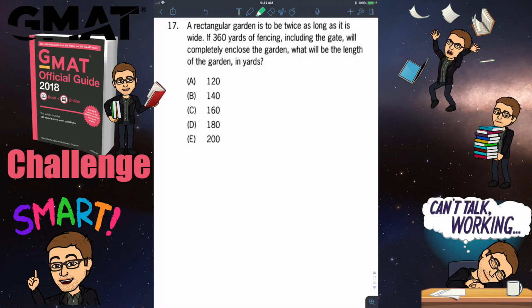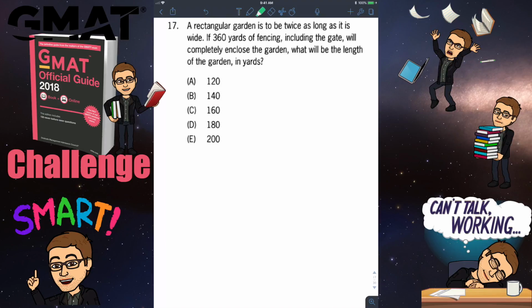GMAT challenge number 17. A rectangular garden is to be twice as long as it is wide. If 360 yards of fencing, including the gate, will completely enclose the garden, what will be the length of the garden in yards? This is a typical geometry question.